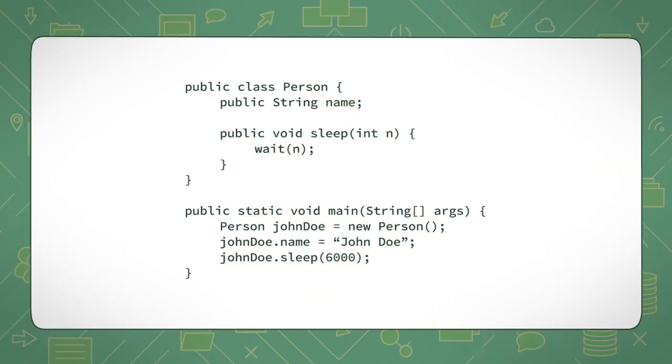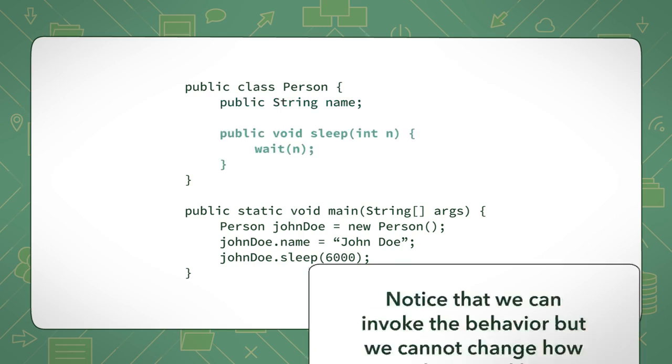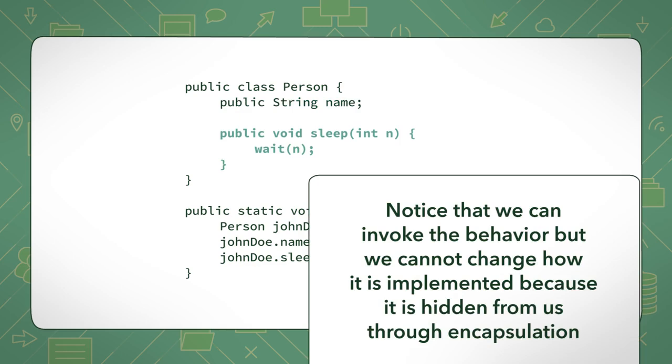In this example, the person class has a public attribute, which anyone can access and have modified to be John Doe. The person class also has a publicly accessible method named sleep. Notice that we can invoke the behavior, but we cannot change how it is implemented, because it is hidden from us through encapsulation.